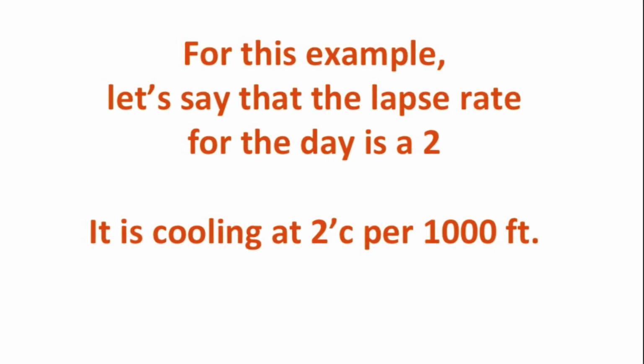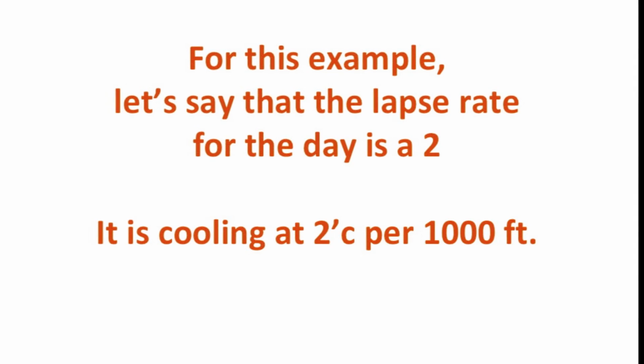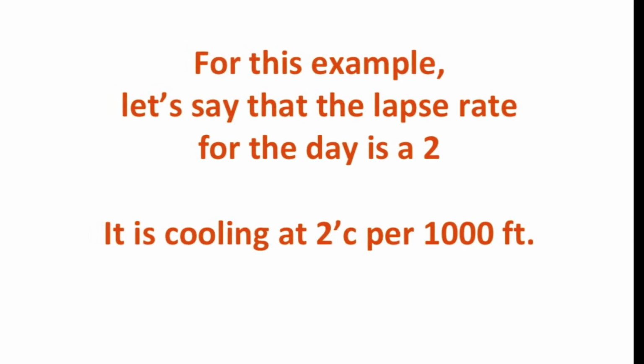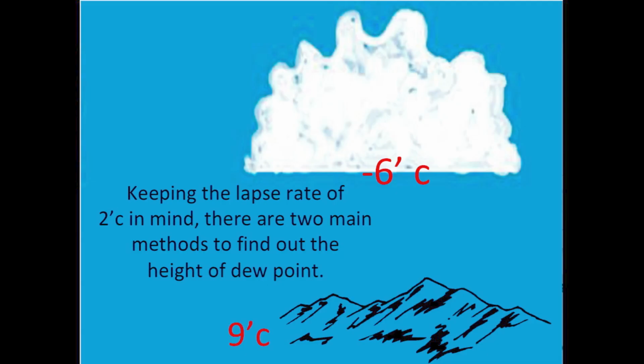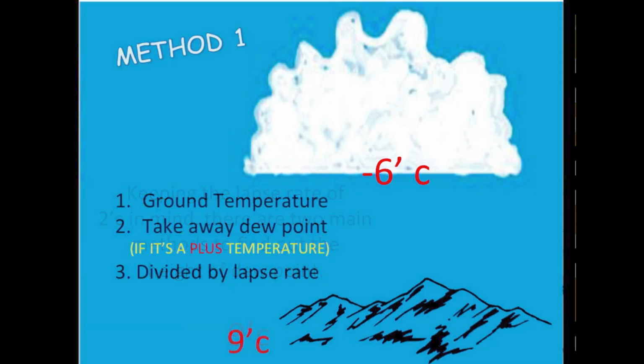Alright, now that you've got what you need for this example, let's say that the lapse rate for the day is 2. It is cooling at 2 degrees per 1,000 feet for this example. Alright, keeping the lapse rate of 2 degrees Celsius in mind, there are two main methods to find out the height of dew point. Now with the first method, you take your ground temperature, take away the dew point if it is a plus temperature, and then you would divide it by the lapse rate. But in this case we see we have a minus temperature.